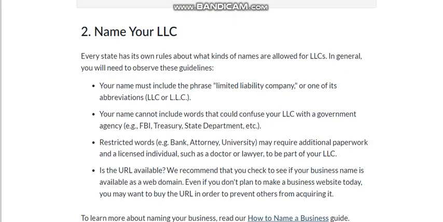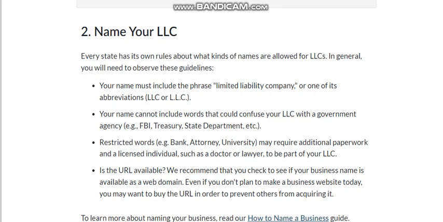Number two, name your LLC. Every state has its own rules about what kind of names are allowed for LLCs. In general, you will need to observe these guidelines. Your name must include the phrase limited liability company or one of its abbreviations. Your name cannot include words that could confuse your LLC with a government agency, such as Treasury or State Department.